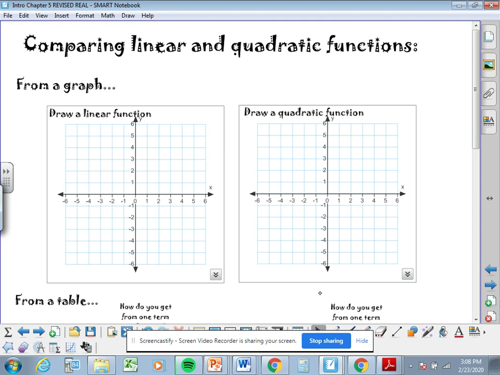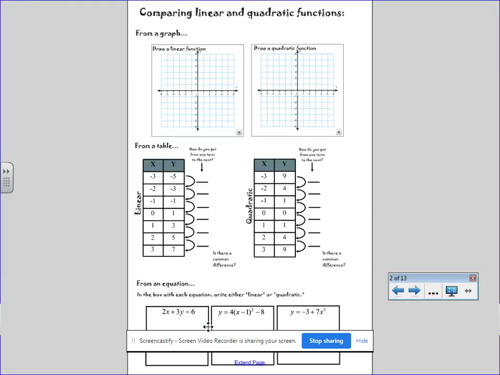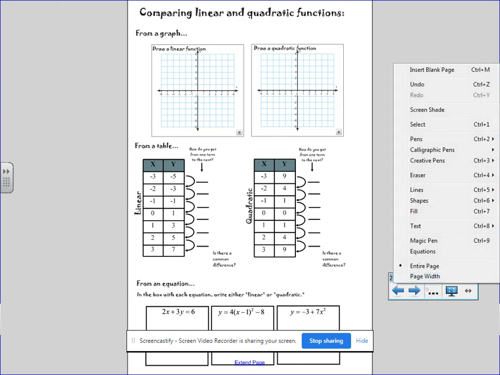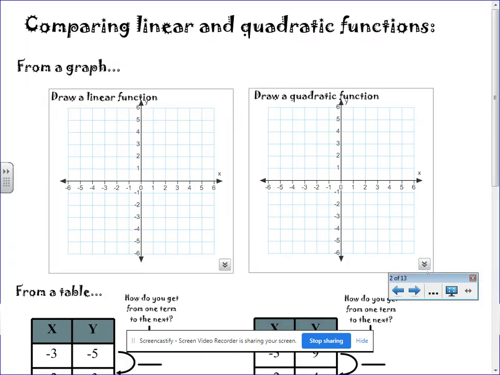All right, welcome to Intro to Quadratic Functions. Okay, sorry, I had to get the screen right.